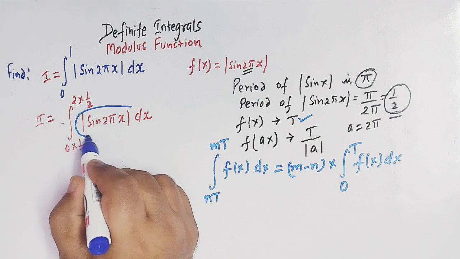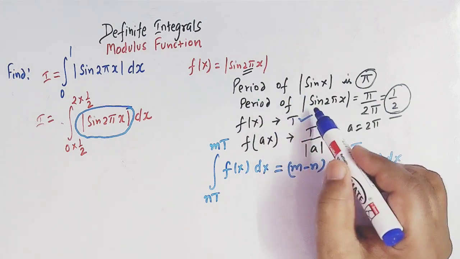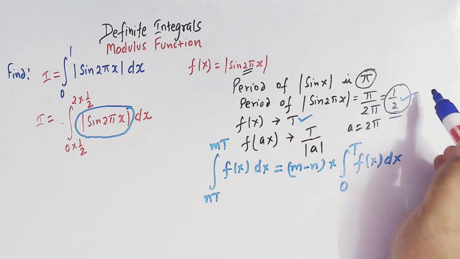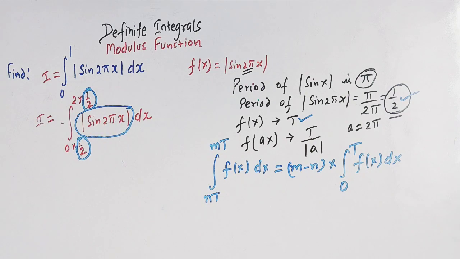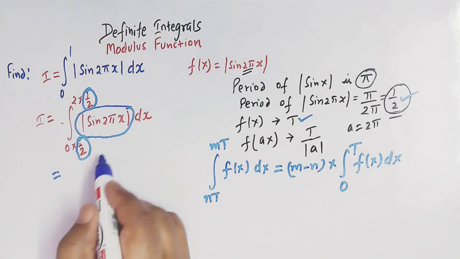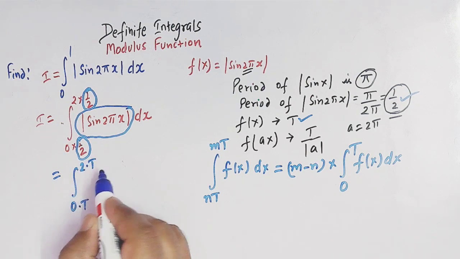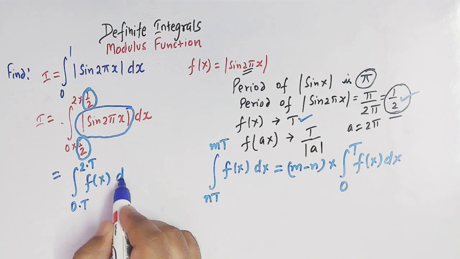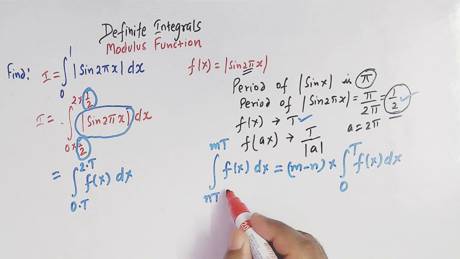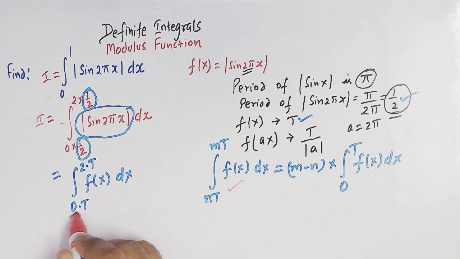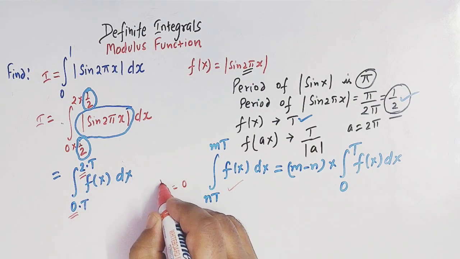So our f of x is mod of sine 2 pi x, and we have just calculated the period of mod of sine 2 pi x as half, right? So that's why we have written here half, and here also we have written half, right? So now this integral can be written as 0 times t to 2 times t, and here we have f of x dx, right? So now if we compare this integral with this one, then we see that the value of n is 0 and the value of m is 2, right?